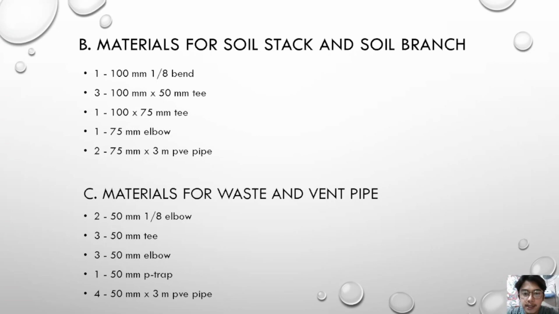Next, materials for waste and vent pipe. So the list below describes the materials needed for a waste and vent pipe system. It includes several different types of fittings such as elbows and T's, as well as a trap which is used to prevent gases from escaping through the pipe. So additionally, 4 lengths of 50mm PVC pipe, each 3 meters long, are required. These materials will be used to create a functioning system for safely and efficiently disposing of waste and venting gases in a plumbing system.